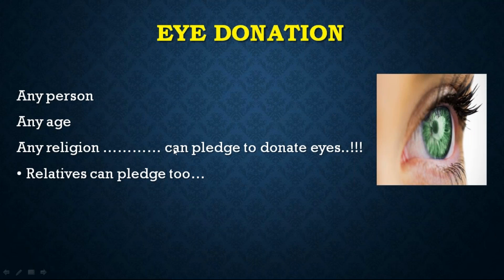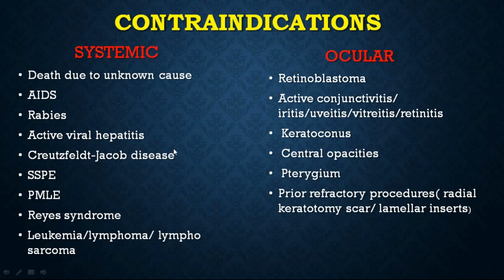Relatives also can pledge to. Contraindications: there are certain systemic and ocular contraindications for retrieving the donor cornea. A person, death due to unknown cause, death due to AIDS, rabies, hepatitis B, hepatitis C, Creutzfeldt-Jakob disease, subacute sclerosing panencephalitis, Reye's syndrome, leukemias, lymphomas, lymphosarcomas.